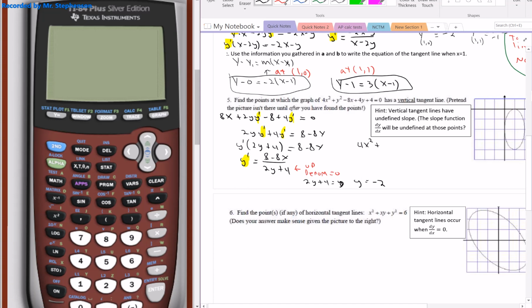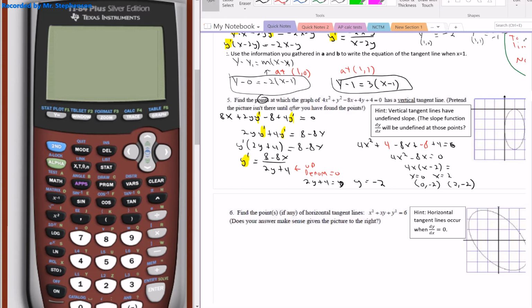Plugging into the original, and what we'll get is 4x squared minus 8x equals 0, which is 4x times (x minus 2). So x is 0 and x is 2, right? We're trying to find points. So the points are (0, negative 2) and (2, negative 2), right?